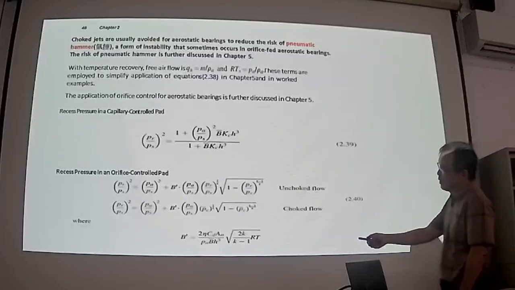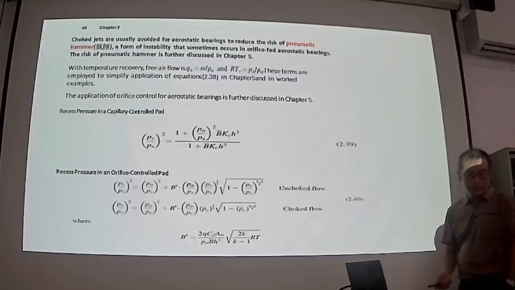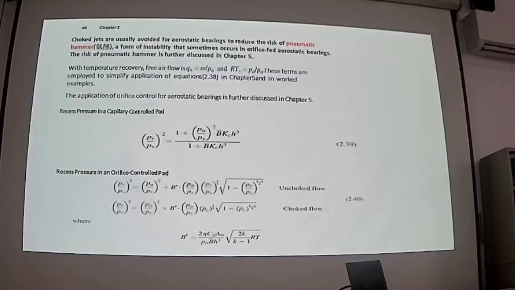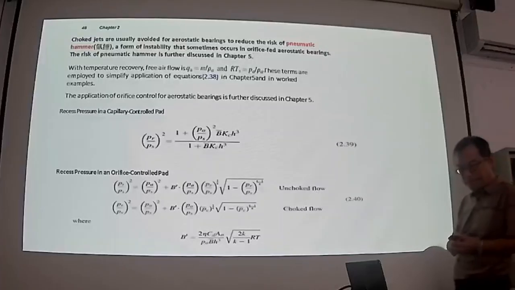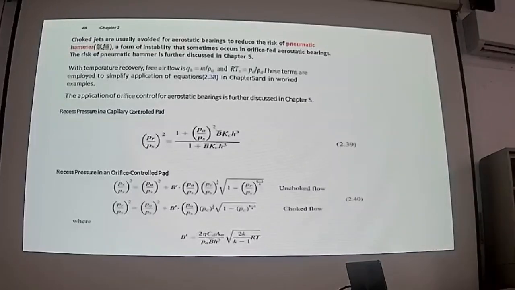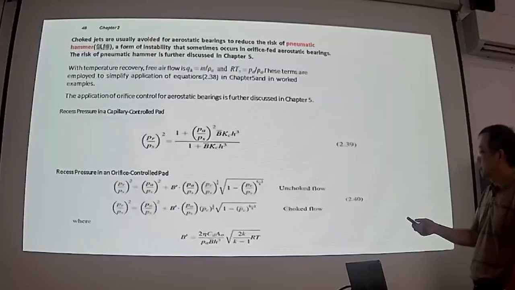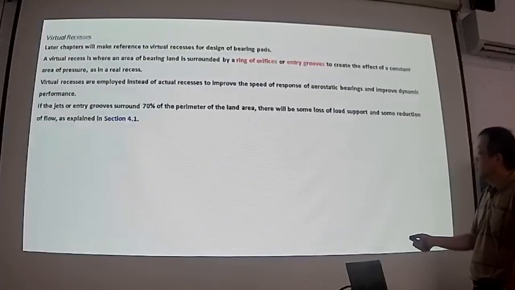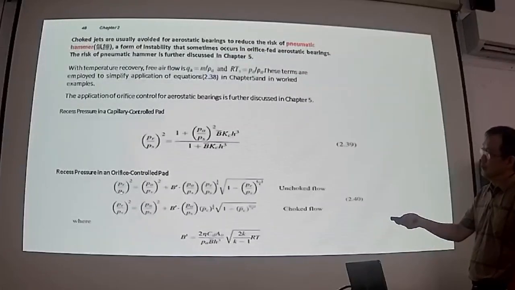Because the orifice restrictor is in the turbulent flow regime, they are divided into different flow types. 小孔节流器通常是用在稳流或者是湍流的状态，它是分成两种，所以你计算的时候会不太一样。So this is the formula for you to estimate the recess pressure.